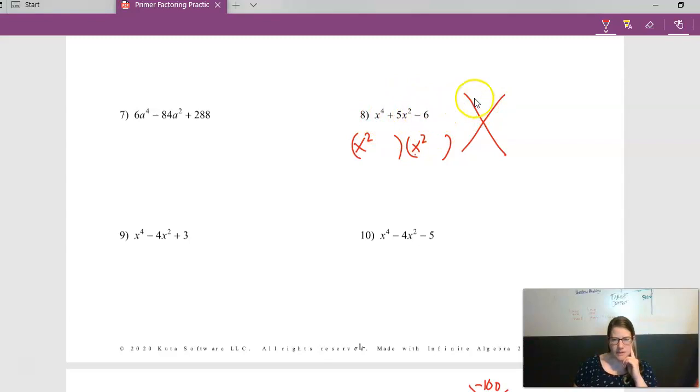A is 1 and C is negative 6, so if I multiply those I'll get negative 6. B is 5. So in order to get a negative 6 I need a positive number and a negative number, so I'll do positive 6 and negative 1. If I multiply those I get negative 6. If I add them I get 5. So this would be x squared plus 6 and x squared minus 1.